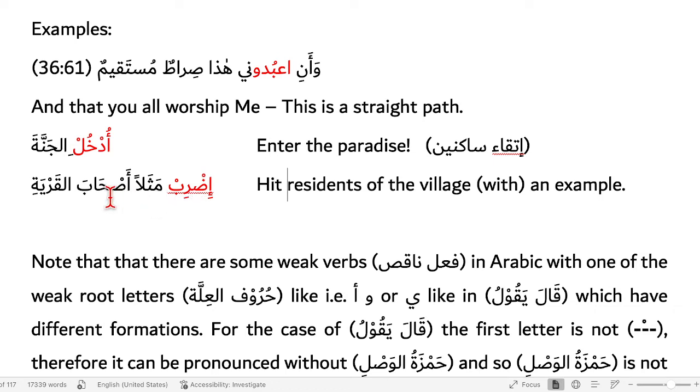Idrib lahum mathalan ashabal qaryati. Give what? This is maf'ul. You give what? An example, of what? Ashabal qaryati, of the residents of the village. So idrib is the command verb, and udkhul is a command verb. Ubudu, from abada yabudu: the middle one is u, so it is ubudu, actually u, but when connecting here it is wa'buduni, because the hamzatul wasl won't show its own sound when it's connecting with a previous word. So in this case it is wa'buduni.